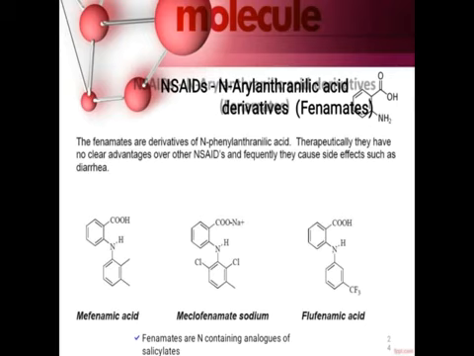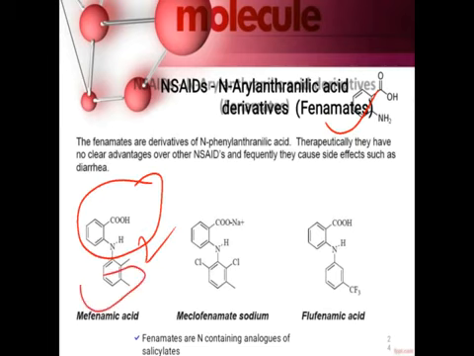The next drug is mefenamic acid. This mefenamic acid comes under the N-aryl anthranilic acid derivatives, that is, the fenamate derivatives. So here you can observe COOH. If NH2 is present here, it is an anthranilic acid, but these are its derivatives. One of the hydrogens is replaced by another group, so it is called N-aryl anthranilic acid derivatives or fenamate derivatives. These have no advantages over other non-steroidal anti-inflammatory drugs, but frequently they cause side effects such as diarrhea.